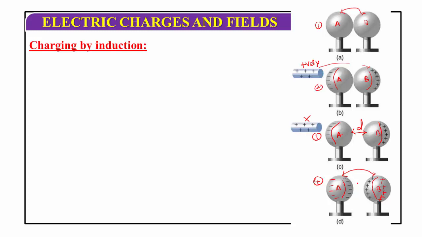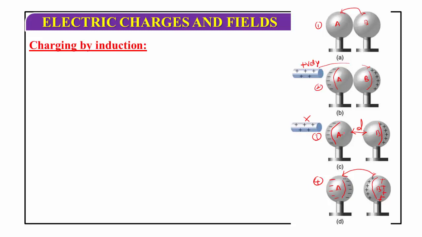In the first case, take two metal spheres A and B placed on an insulating stand. In the second case, the positively charged body is placed near the sphere A. When the positively charged body is placed near the sphere A, the negative charges on the sphere A are arranged on the left side of the sphere and the positive charges are repelled away from this charged body, so they are arranged on the right side of the metal spheres.